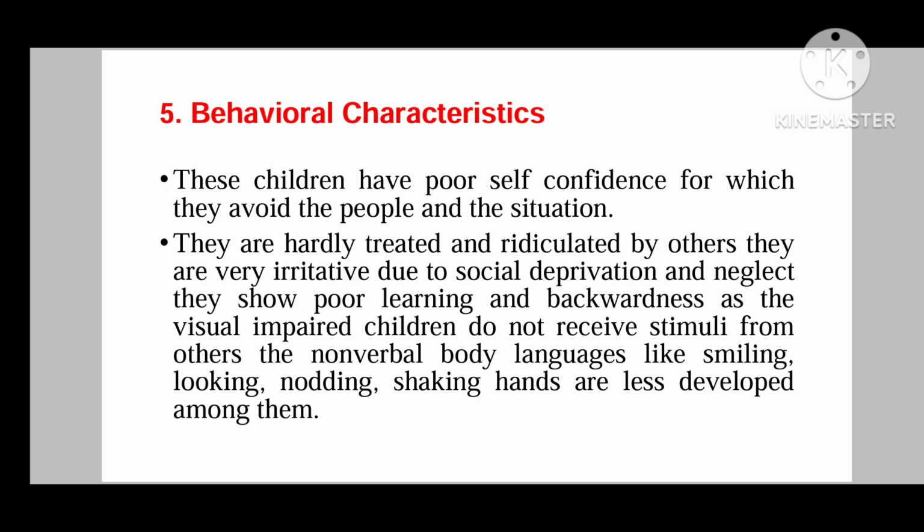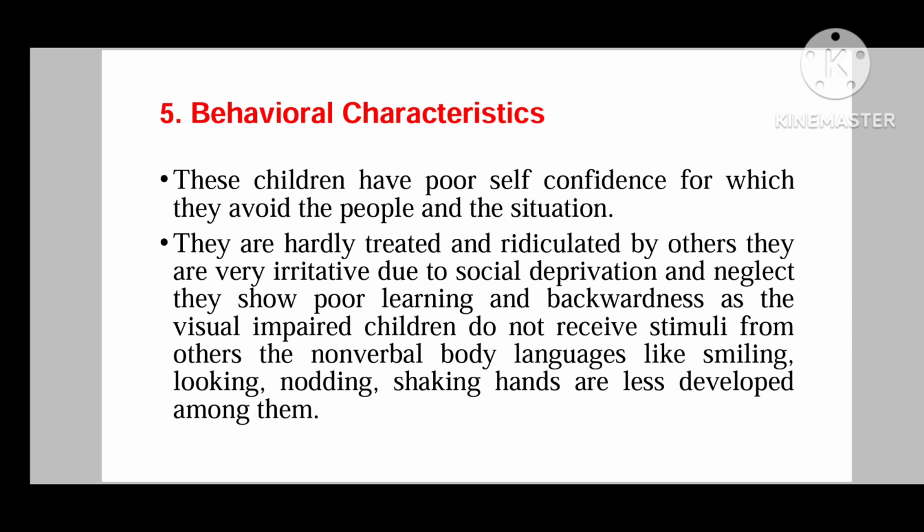Behavioral characteristics. These children have poor self-confidence, for which they avoid people and situations. It is very clear that children with vision impairment have poor self-confidence. That is why they avoid people and also they avoid situations. They are harshly treated and ridiculed by others. They are very irritable due to social deprivation and neglect. They show poor learning and backwardness.